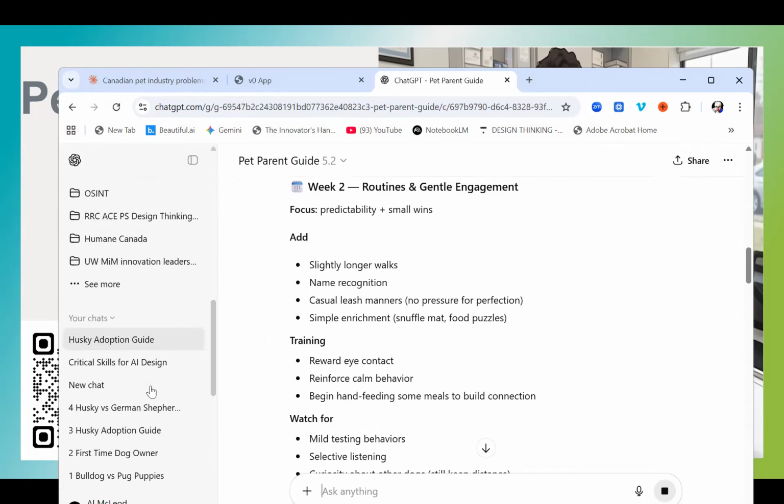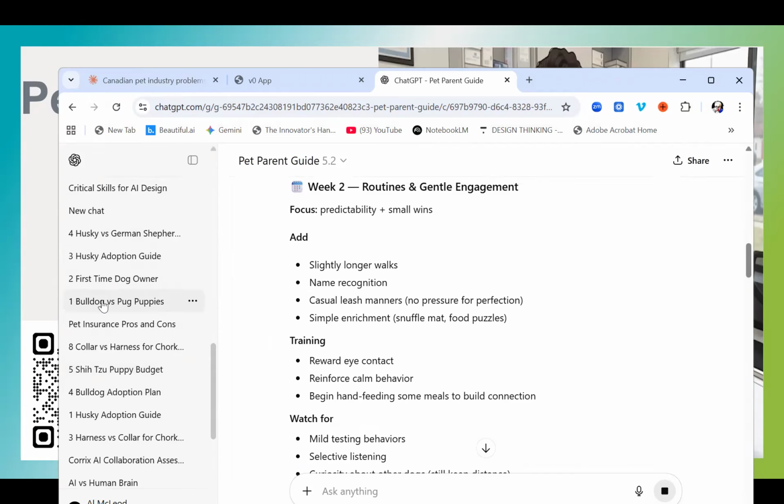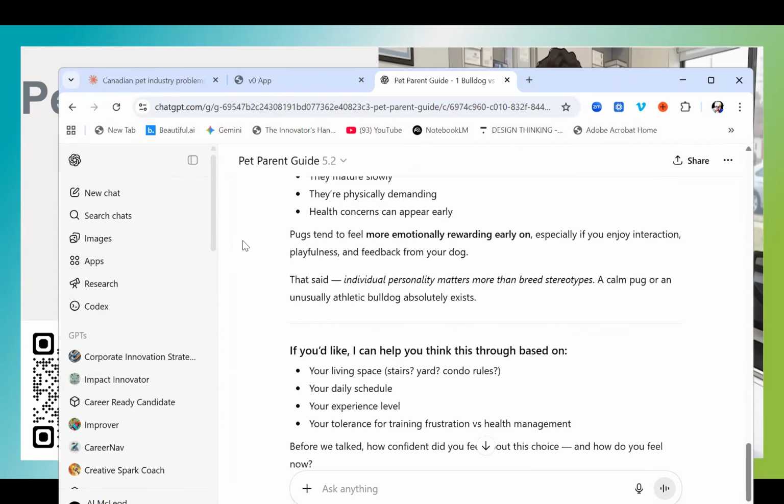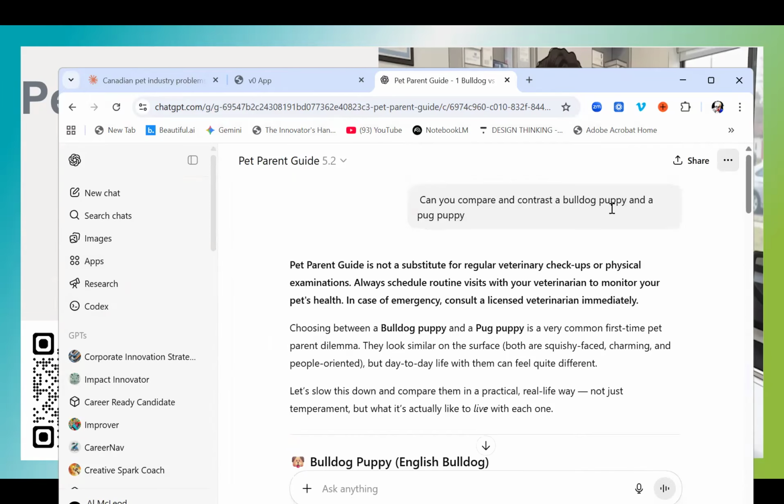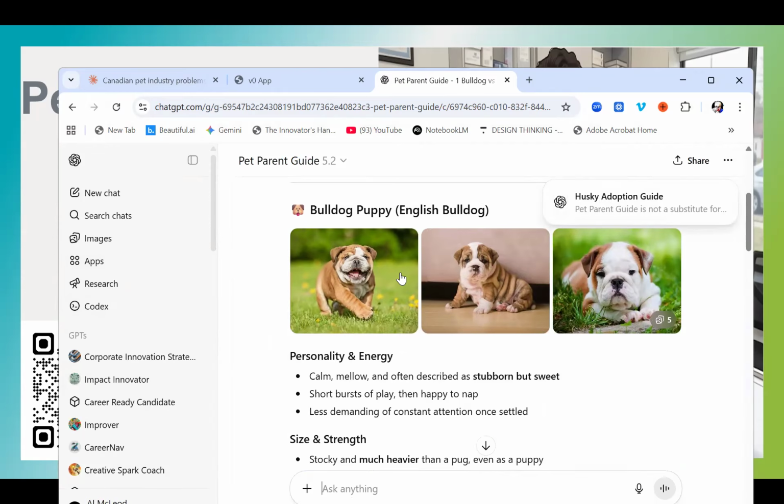Let's look at one here that we got. One I like is looking at bulldog versus pug puppies. So here you go. You've got your bulldog puppies, and what are they like? Personality, energy, size and strength, all those kinds of things. Best fit for, and the pug puppy, personality, energy, etc. Best fit for, and then you see the side-by-side snapshot, and then it really starts to talk about, maybe bulldog puppies are more than you think. So anyway, very interesting. And then finally, I'll do one more quick one.